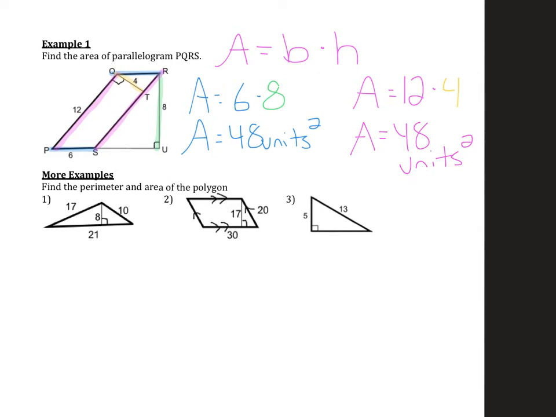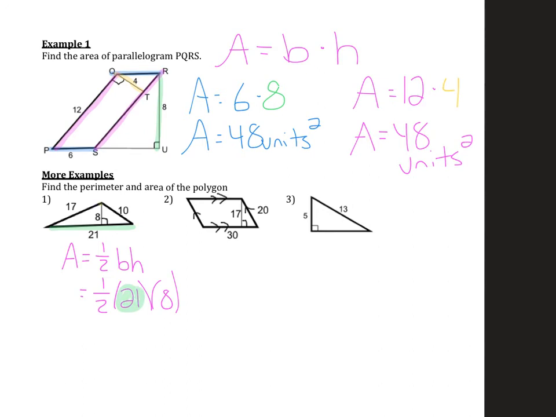Down here with more examples, we have a triangle. So a triangle, remember, is 1/2 base times height. If you want to pause the video and try these on your own and then come back, feel free to do that. The way this triangle is oriented, my base is 21 and my height is 8. Okay, so my base would be this part here. That's where this is coming from.